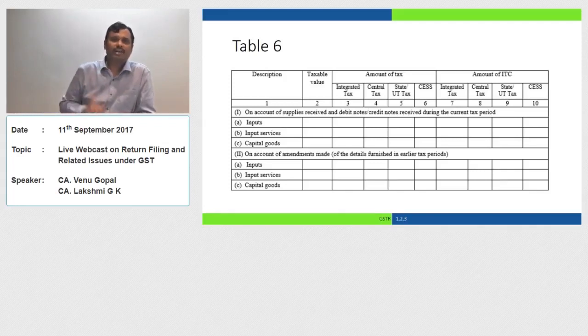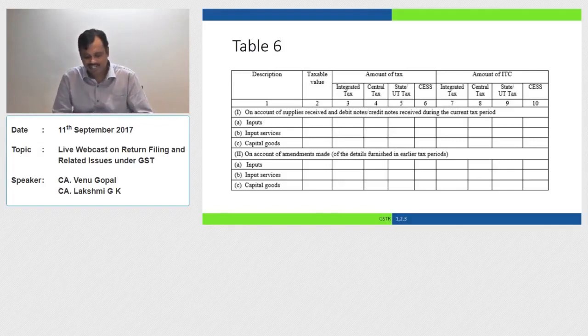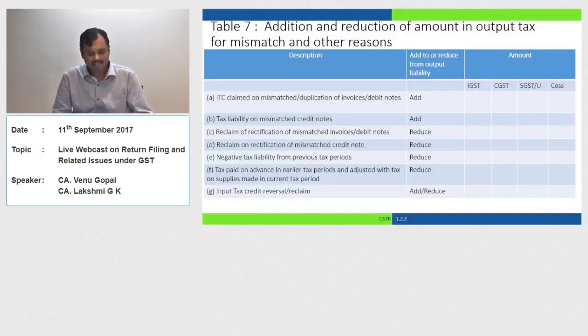Again, there is only one table here, so all the purchases which have happened during the month. If there are any amendments to the earlier periods, that is reported under the sub table of 6, which is 6.2. Wherever there are amendments, that is reported automatically here, again bifurcated as input goods, input services and capital goods.